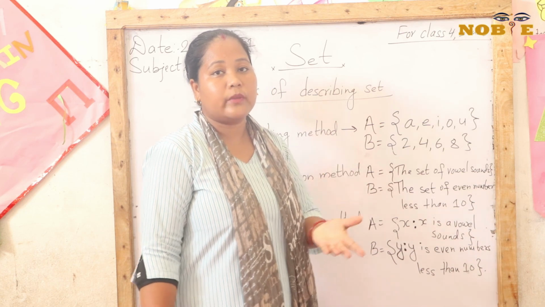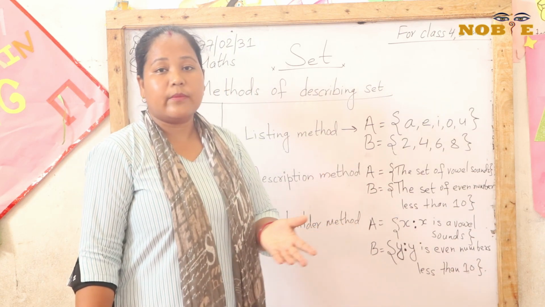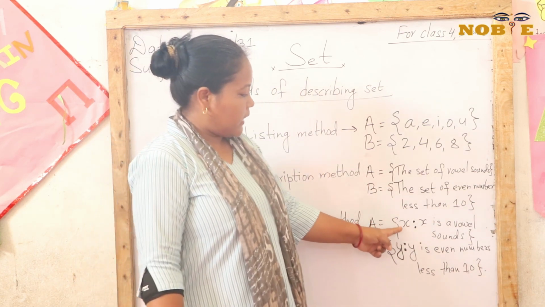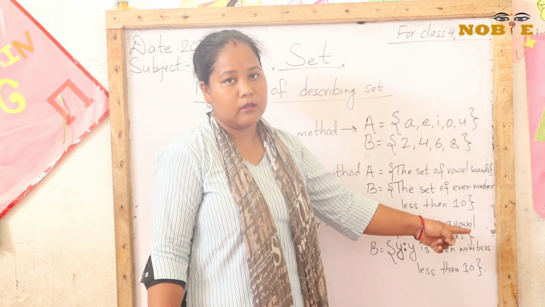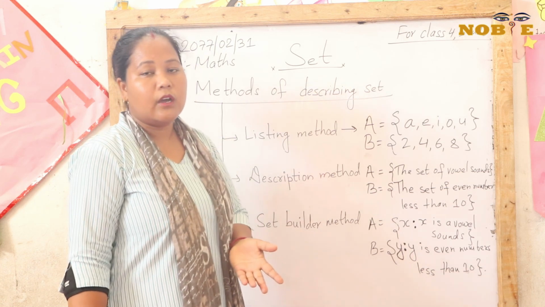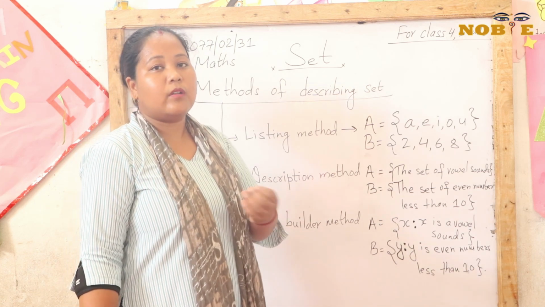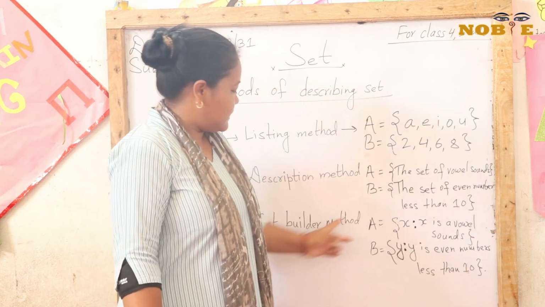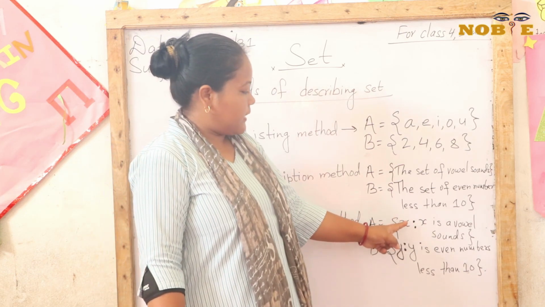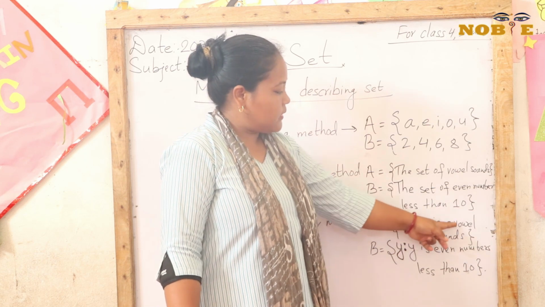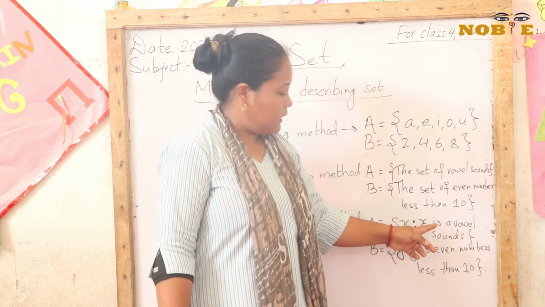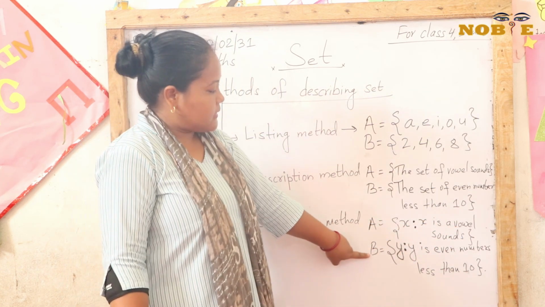If you are going to make the set of 7 days of a week, then you will write x such that x is a day of the week. If you are going to make the set of 12 months of a year in the set builder method, then you will write x such that x is a month of a year.